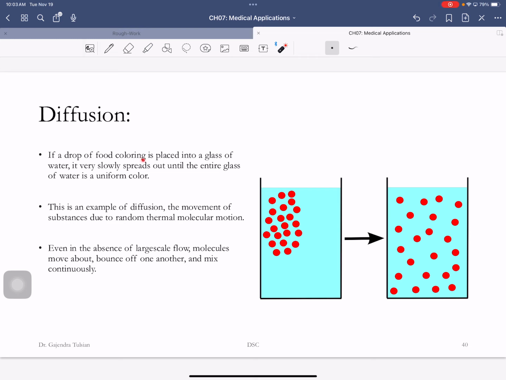If a drop of red food coloring is placed into a glass of water, it will slowly spread out into the entire glass. So this is an example of diffusion. There's no large-scale flow. Even in the absence of large-scale flow, molecules move about, bouncing off one another and mix continuously.